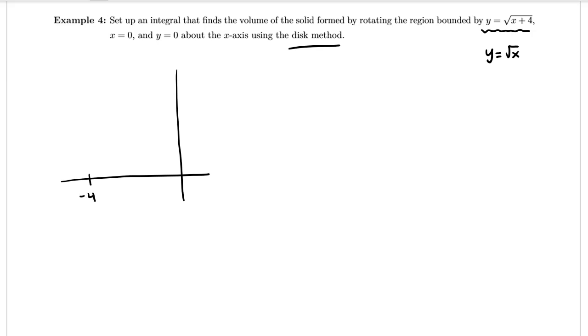So our parent graph normally starts at the origin, or has an x-intercept at the origin. So now our x-intercept will be at -4, 0. And it's going to look something like that. Here's my y-axis, here's my x-axis. This is my x-axis, this is my y-axis, so I want to stop there.